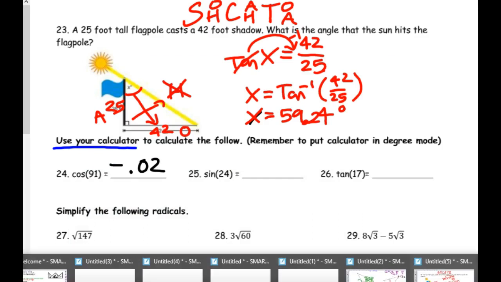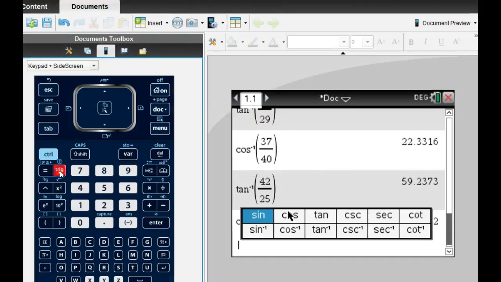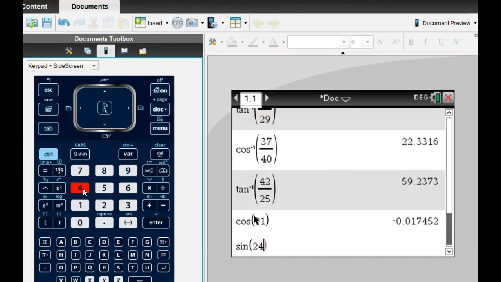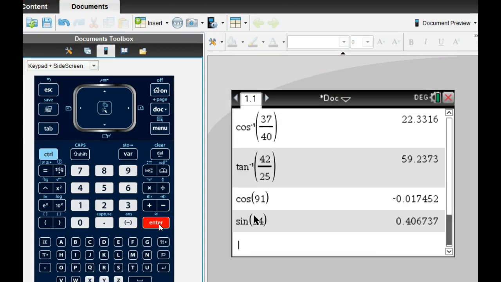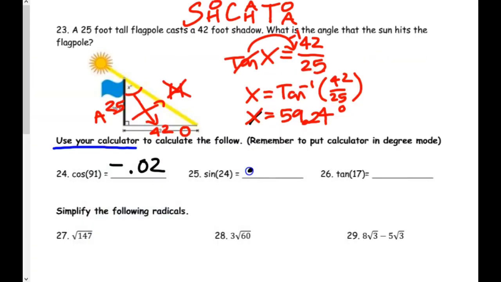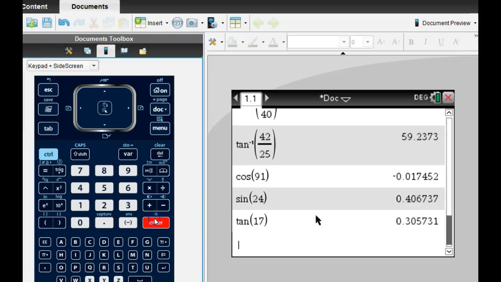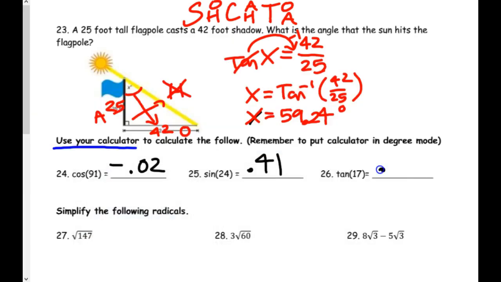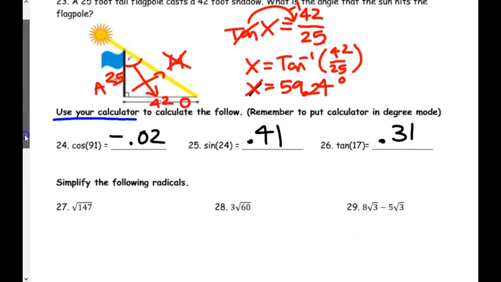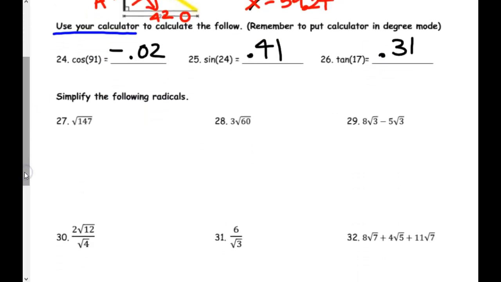Sine 24 is .41. Tan 17. Trig. Tan 17. Enter. 0.31. So make sure you round to whatever it tells you to. Okay? Those are easy, right?